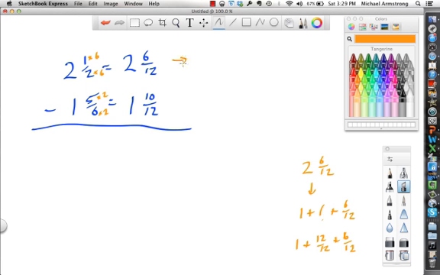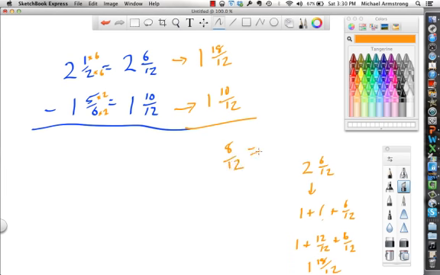So this is really 2. Oh, I keep doing that. It's really not 2 anymore. It's 1 and 18/12 when I add the 6 and the 12 together. 1 and 18/12 minus 1 and 10/12 equals 18 take away 10 is 8/12, and 1 take away 1 is 0.